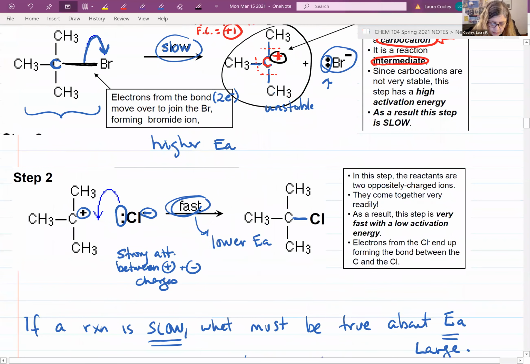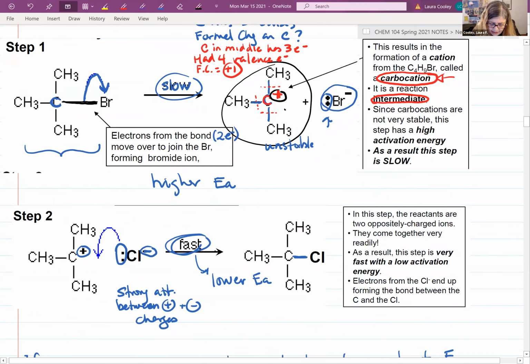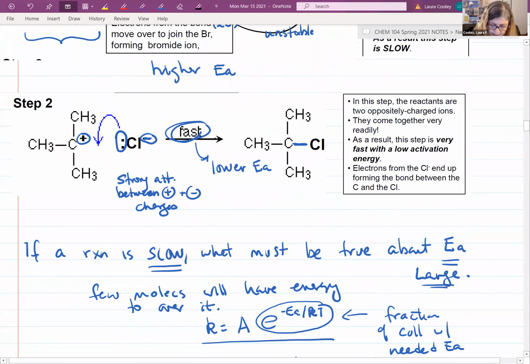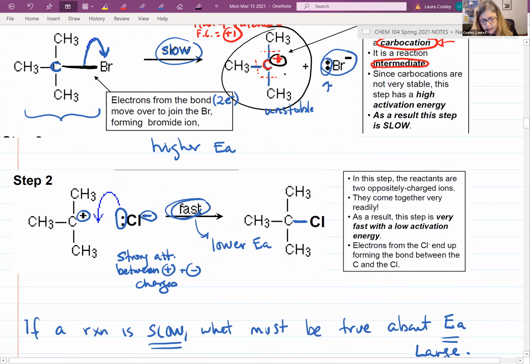So in the first step, it forms that carbocation, which is itself less stable than the reactants or the products. You can see it's higher in energy. A lot of times when you form something and then it reacts away, what we call that thing is a reaction intermediate. We give it the symbol I.